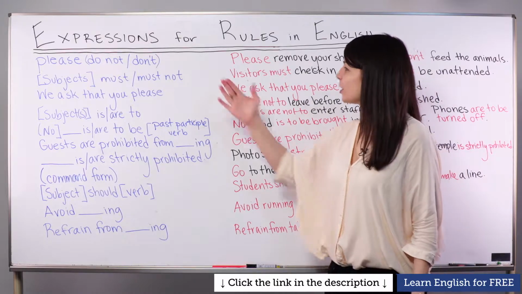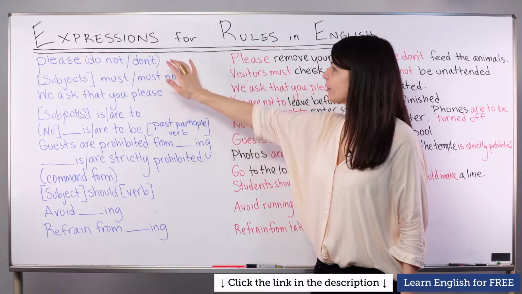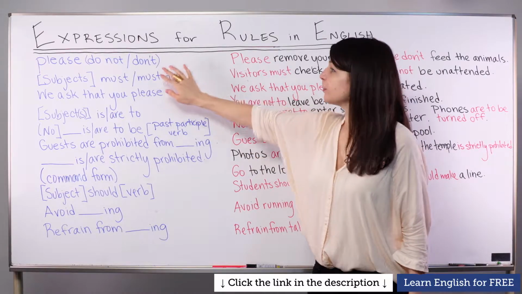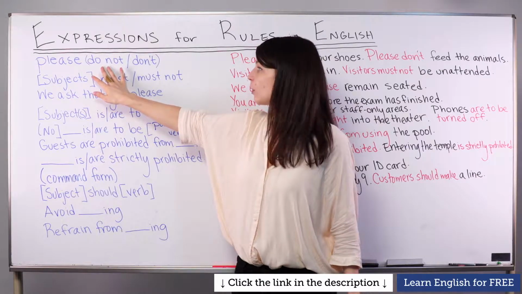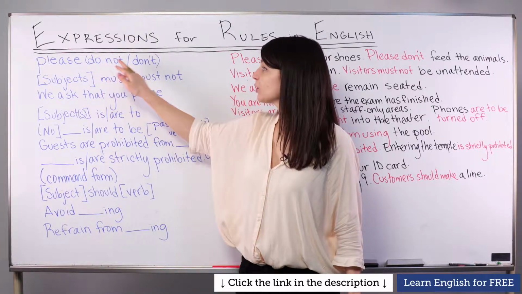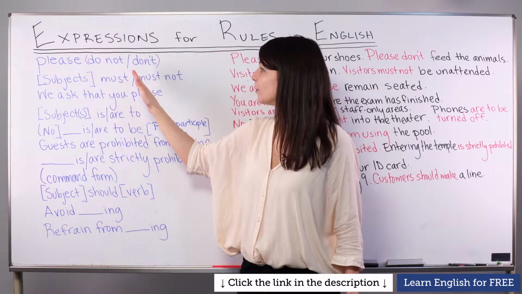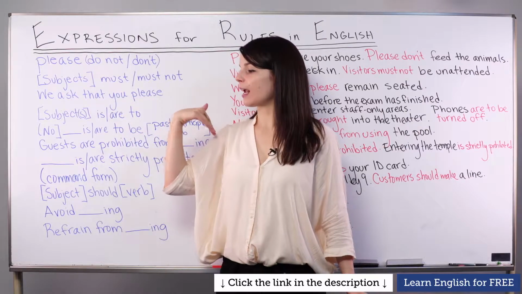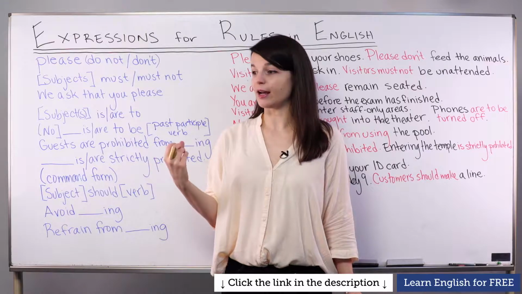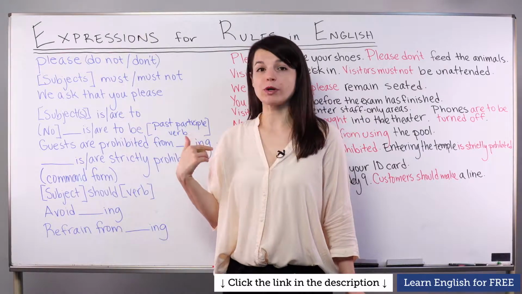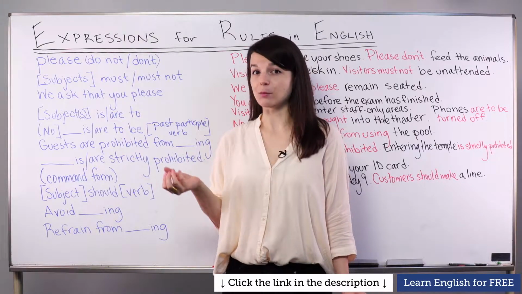Okay, let's start with this first group up here of three expressions. The first one I think is a review point. We can use this as please or please do not. So we contract this do not to don't as well. Try to use this contracted form when possible. But we use this as kind of just a basic request. So this is kind of the simplest, most basic way to express a rule or something you want someone to do or something you do not want someone to do.